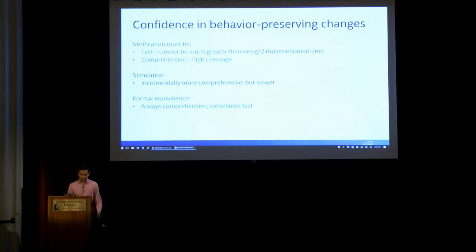And here we run into the standard issue where verification must be both fast and comprehensive. The time we take for verification cannot be much greater than the design or implementation time, and we have to get high coverage. So we can accomplish this with simulation or by formal techniques. With simulation, we can get incrementally more comprehensive as we simulate more and more cycles, or we might go to FPGA and simulate a lot more cycles after we pay a non-trivial compile time cost. With formal equivalence, it's always comprehensive, but sometimes it's fast, and sometimes it suffers from state explosion. So what do we do here? And the simple thing that I'm proposing is that we add a formal stage along with our unit testing with a timeout.